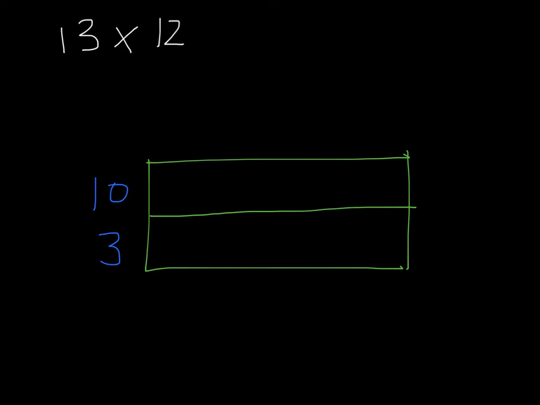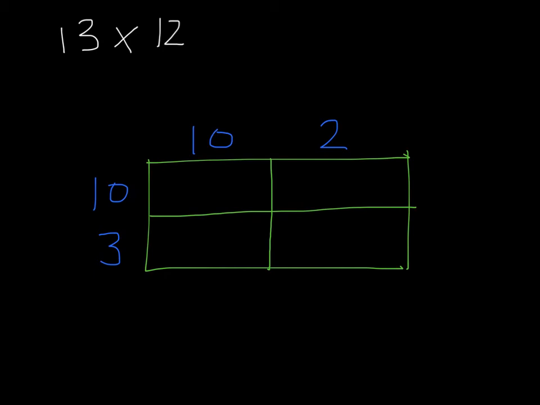Going to the right, my 12 has 2 digits, so I need to split it again. And once again, there's 1 in the tens place, which is 10. And there's 2 in the ones place for 2. 10 plus 2 equals 12, which is what I have up at the top. And then I'm going to multiply each row and each column.